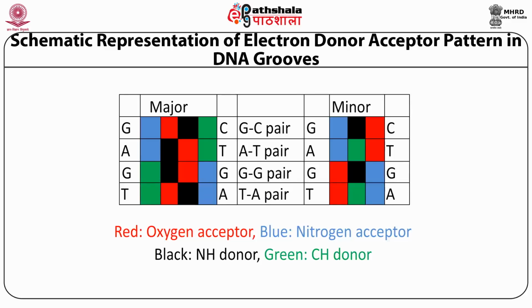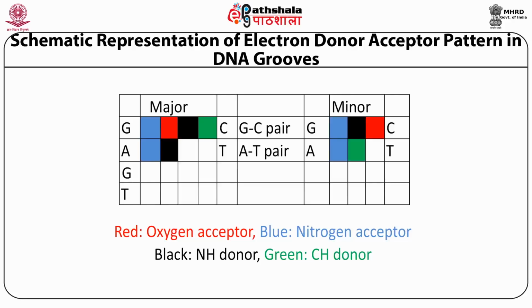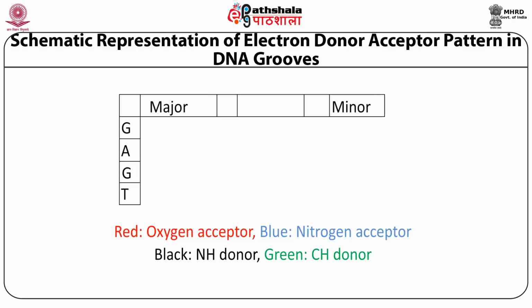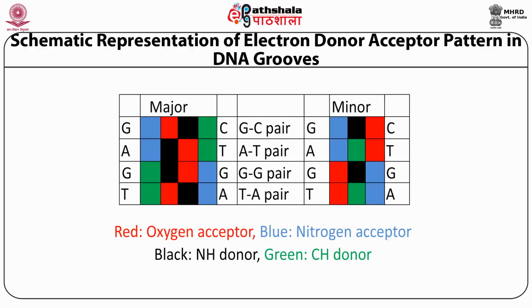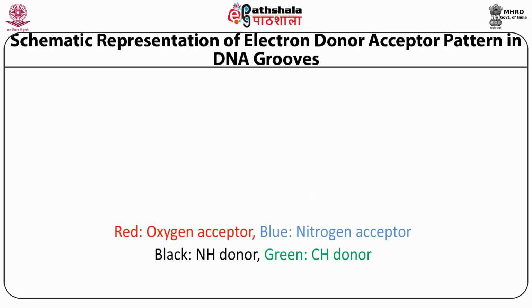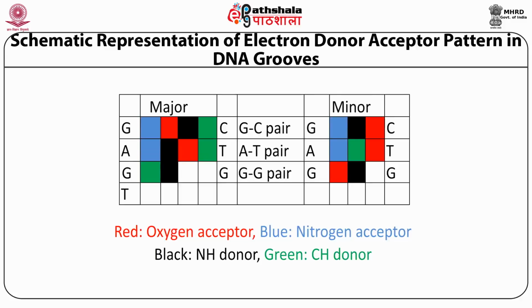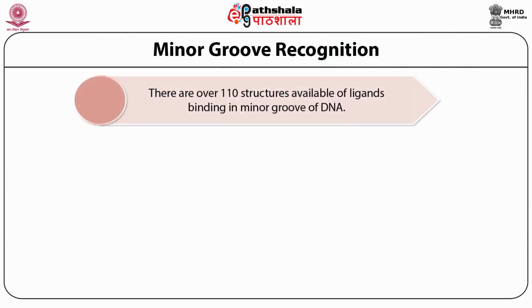We show here the sequence GC, major groove, minor groove. AT, major, minor. CG, major, minor. TA, major and minor. And from the color difference, you can immediately make out there is a pattern, and the ligand recognizes this pattern. Minor groove recognition. There are now over 110 structures available of ligands binding in minor groove of DNA.